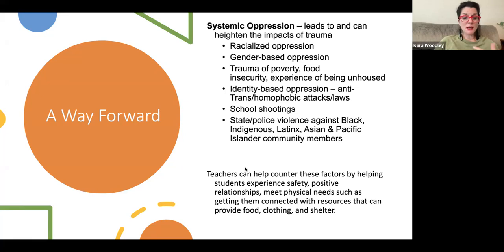I also want to say that, with the way forward, teachers can help counter factors like this and the other ones I've talked about by helping students experience positive, safe relationships, meeting physical needs, such as getting them connected with resources that can provide them with food, clothing, shelter, any counseling, those kinds of impacts. We can be supportive in the way to get them connected to the resources that they need.